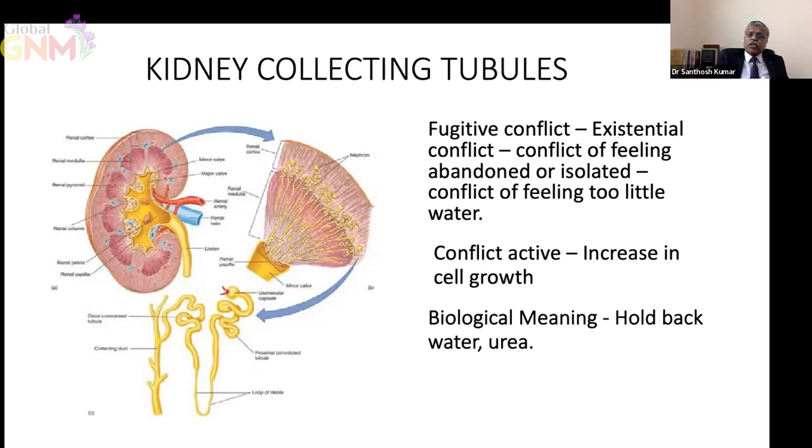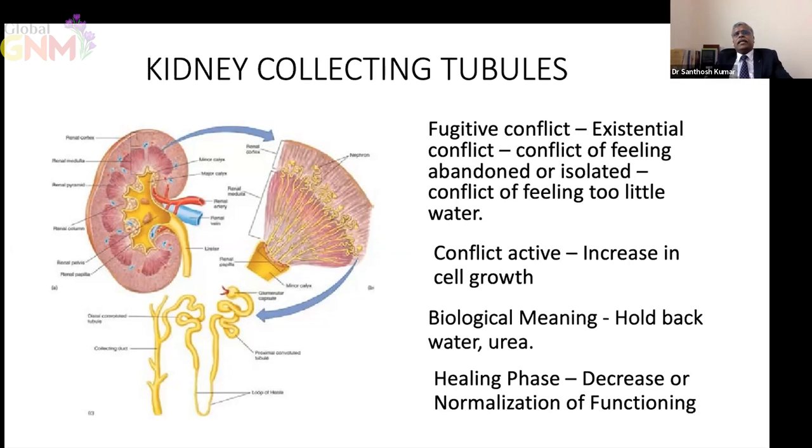And whenever the resolution starts healing, whatever increase of cell growth was there will start degrading, as a result of which more urine flow will be there. There will be increased urine content, and the urea and other things will be decreasing from our body. This is the conflict which affects the endodermal layer, which is the kidney collecting tube.